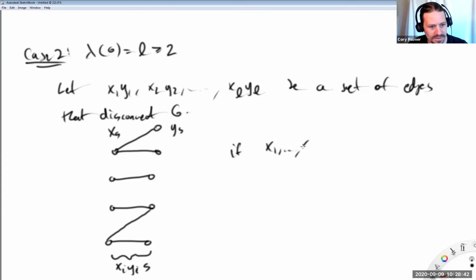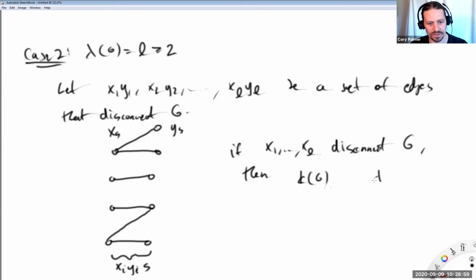So if x1 up to xL disconnect G, so if removing the xi's disconnects G, then what can I say about the ordinary connectivity? Then what's kappa of G related to lambda of G?